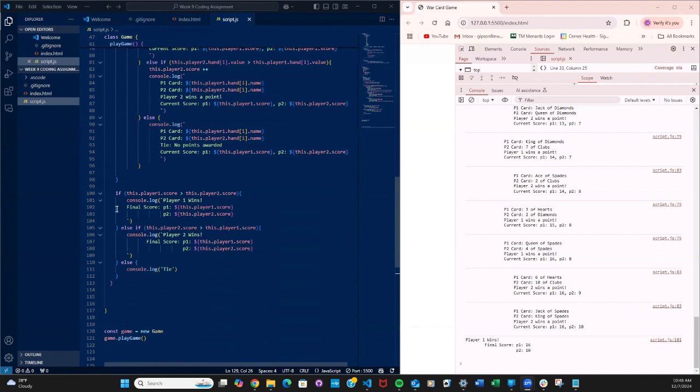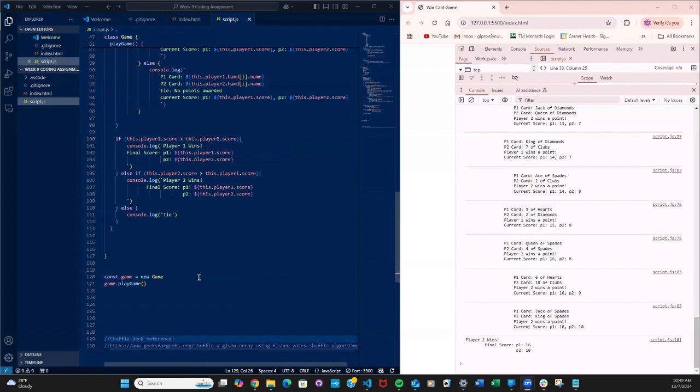And then down here there's an if, where it says if player one's score is bigger than player two's at the end, then player one wins, and it will display what the final score is. And then the else if will be if player two had the higher score, then player two would win. And then if both of them had the same score, then it'll be an else, and the else statement just says tie.